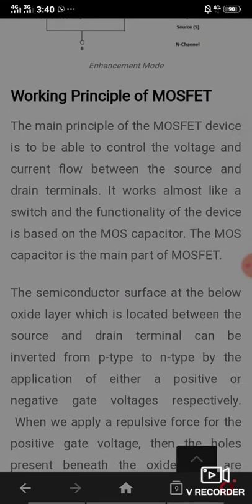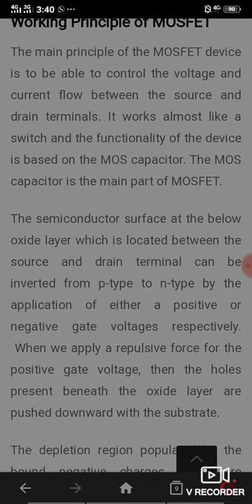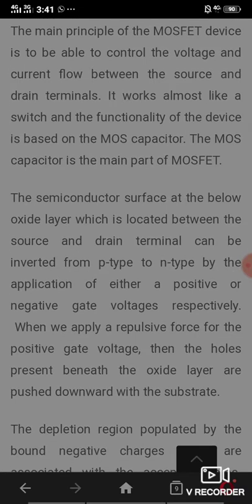The main principle of the MOSFET device is to be able to control the voltage and current flow between the source and the drain. It works almost like a switch, as the functionality of the device is based on the MOS capacitor. The MOS capacitor is the main part of the MOSFET. The semiconductor surface below the oxide layer, which is located between the source and drain terminal, can be inverted from p-type to n-type.